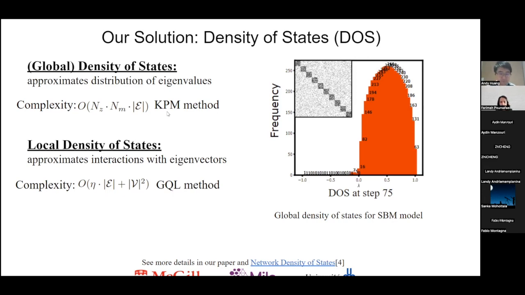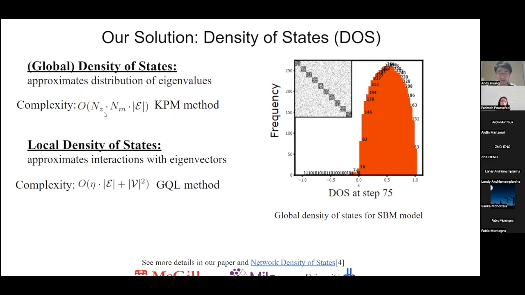which can now scale to very large graphs. So this is achieved by using the KPM method, which treats the density of states as a Chebyshev polynomial expansion. And then by sending probing vectors, it can essentially estimate the range of the eigenvalues without having to compute them. So that's the intuition for this method. For the detailed computation, I will refer you to the original paper called Network Density of States.